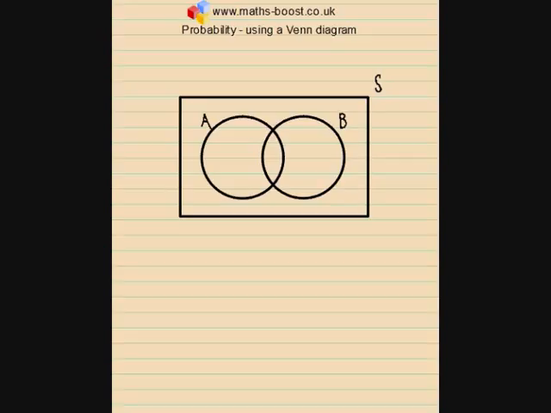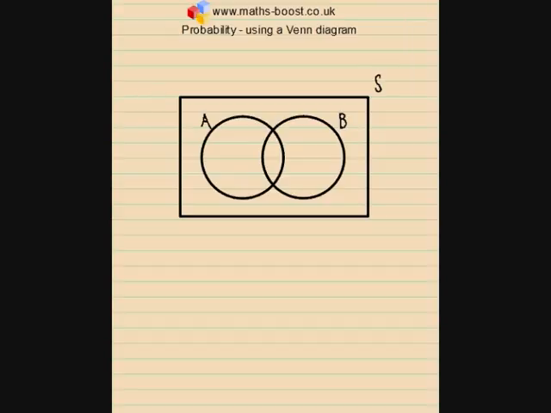I'm just going to introduce Venn diagrams because they're so useful in helping to solve some types of probability questions. So we can see here a Venn diagram, and the rectangle represents the sample space of the experiment that we're interested in. And contained within this rectangle are closed curves, and they represent events.